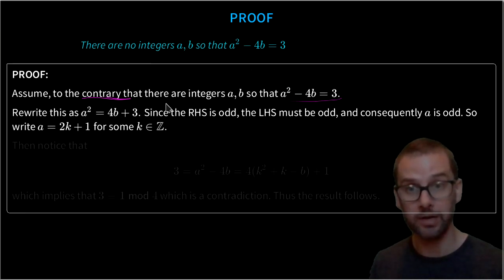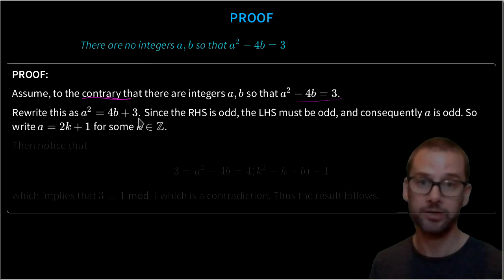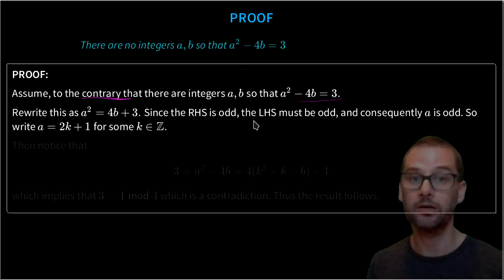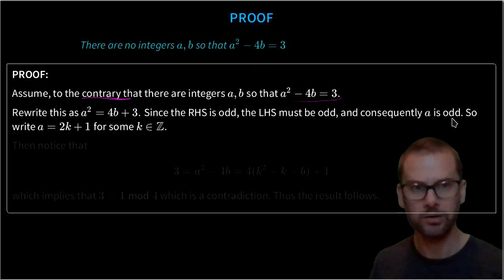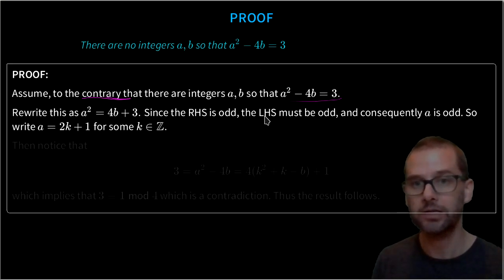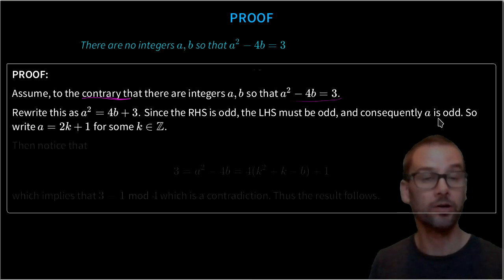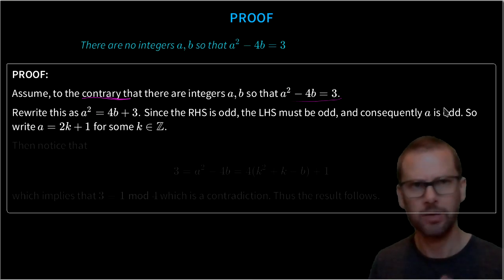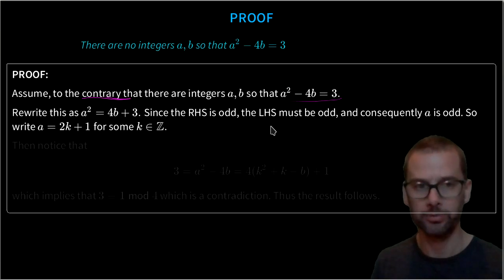So we jiggle things around, rewrite this as a squared is 4b plus 3. Since the right-hand side is odd, the left-hand side must be odd, and consequently we know that a has to be odd. Now, if we were doing this very formally and carefully, maybe we would cite a lemma, or put in a little bit more work here to remind ourselves why if a squared is odd, then a is odd. Okay? So maybe we need to put in a little bit more in a proper formal proof.